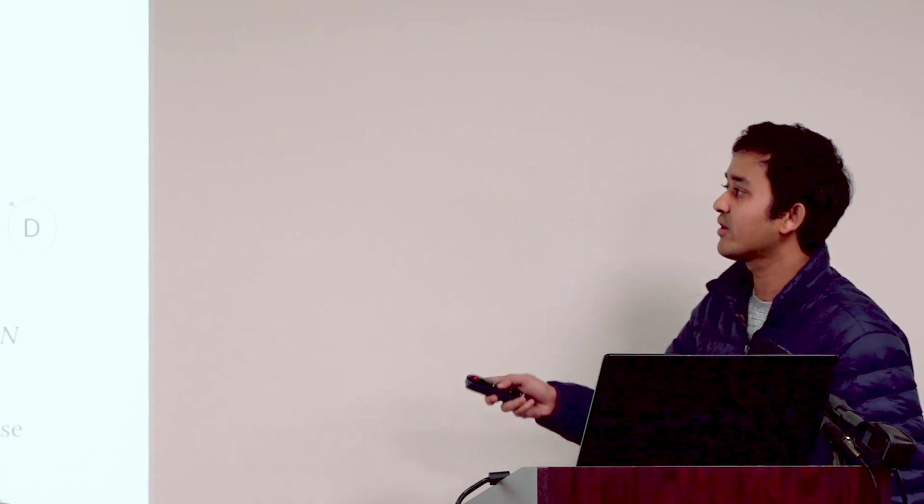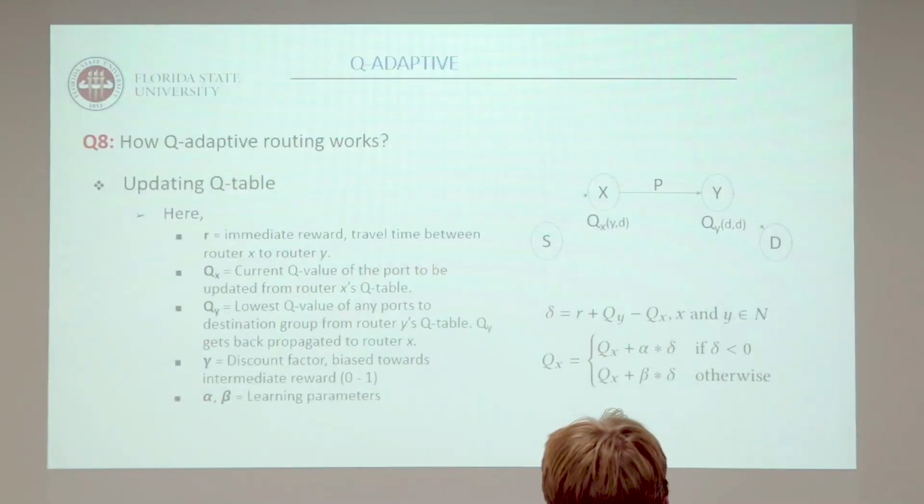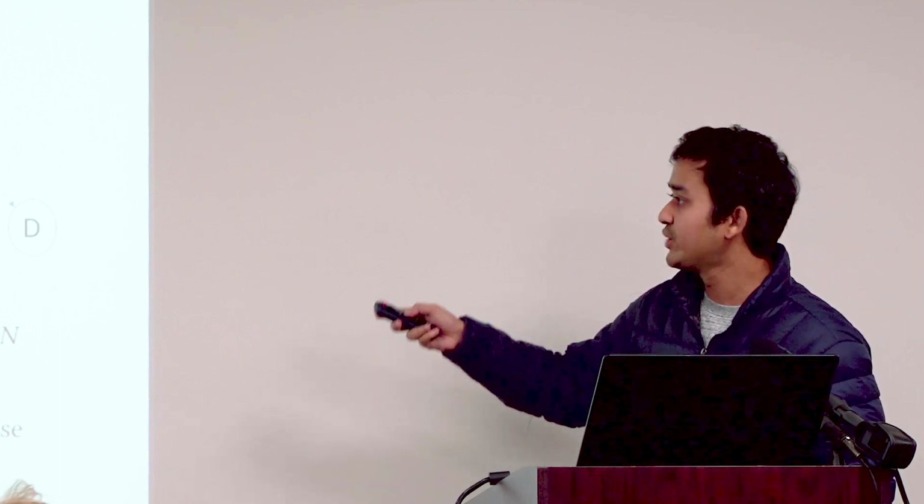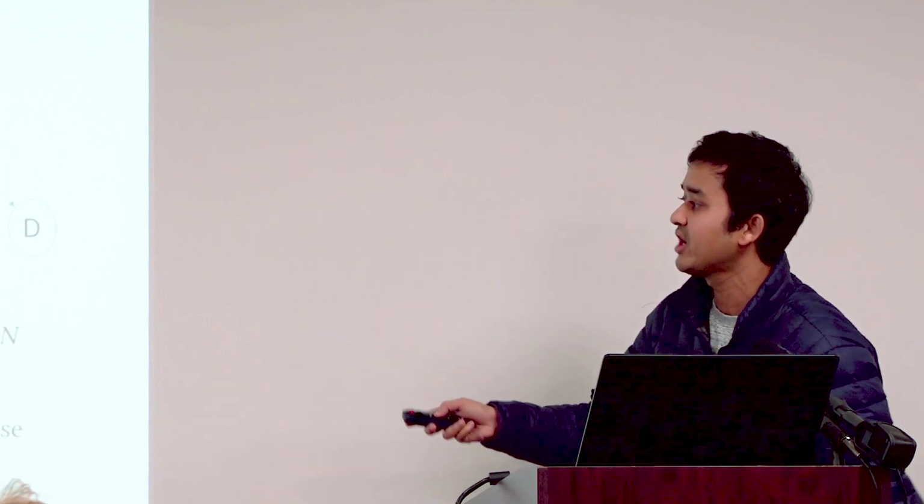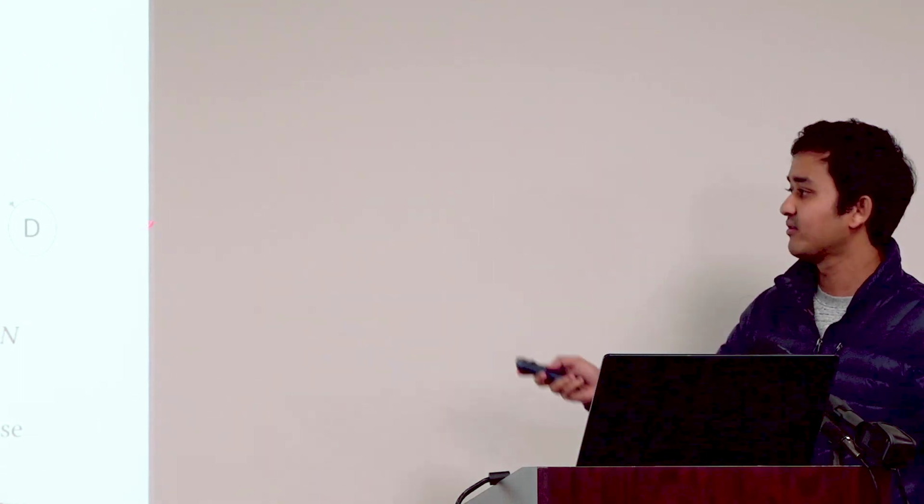When router X sends a packet to router Y, after receiving that packet, router Y gets its lowest value, how much time it needs to send to router D, and then it propagates this value back to router X. Router Y is closer to the destination, so obviously this information will be more accurate. So it propagates back, and using that information, router X updates its own value Q_X. I think it will also become more accurate after a while.